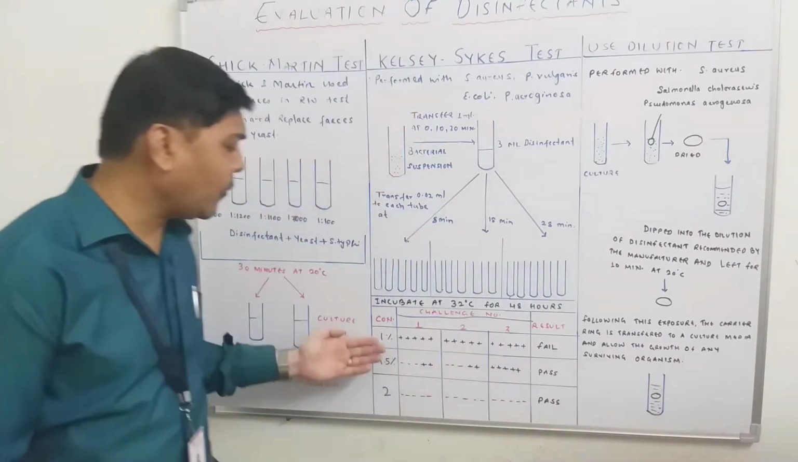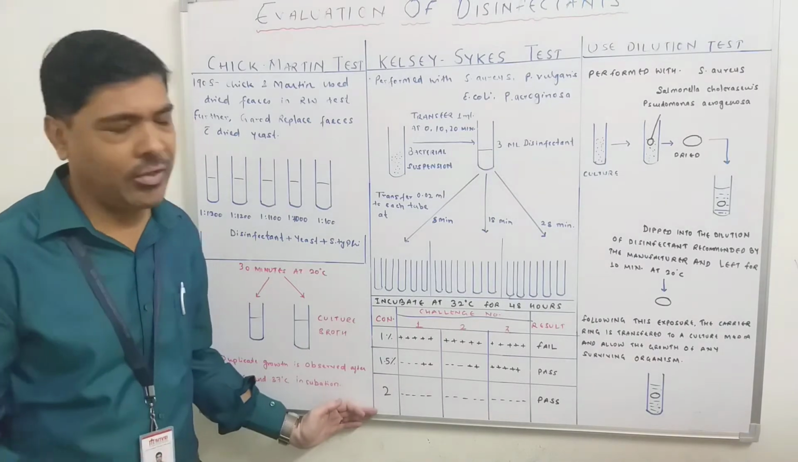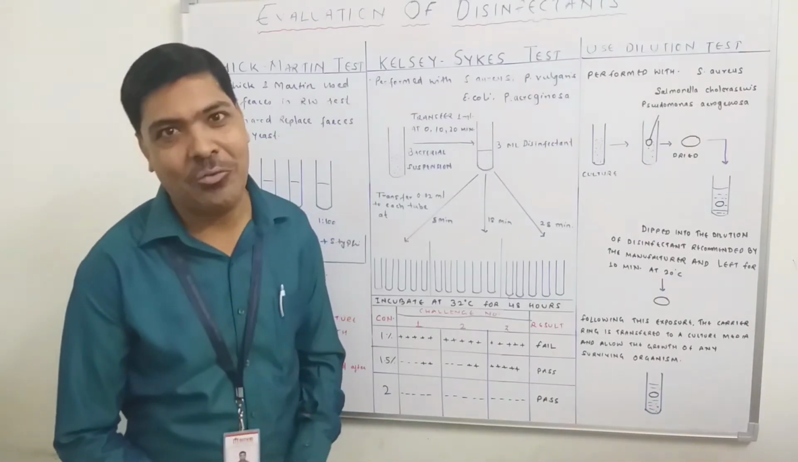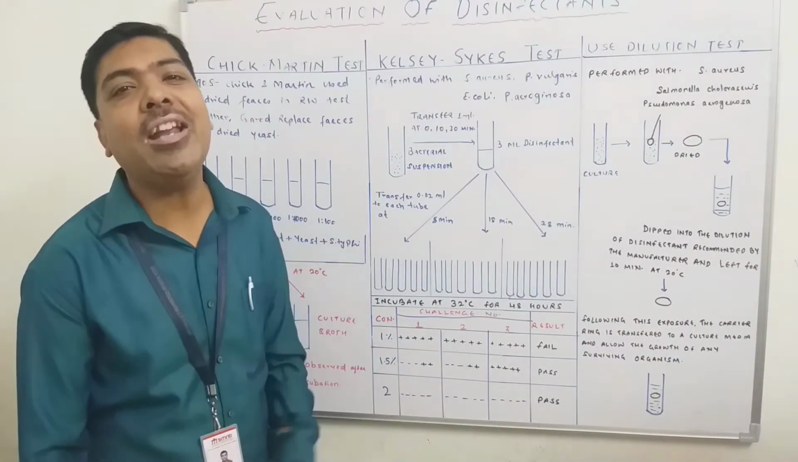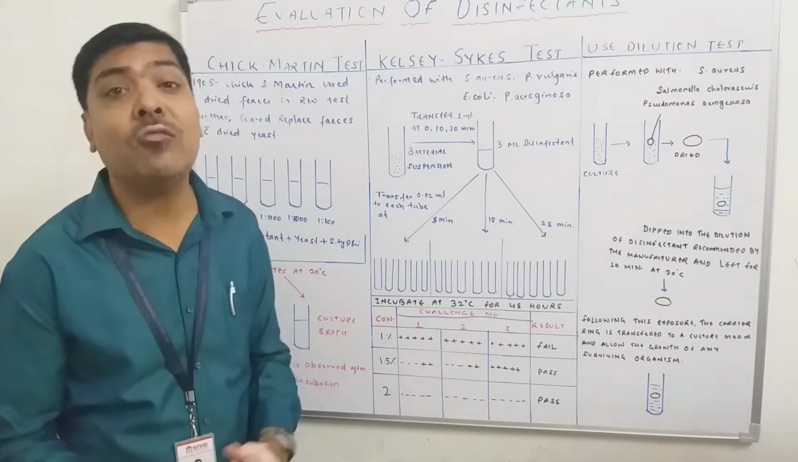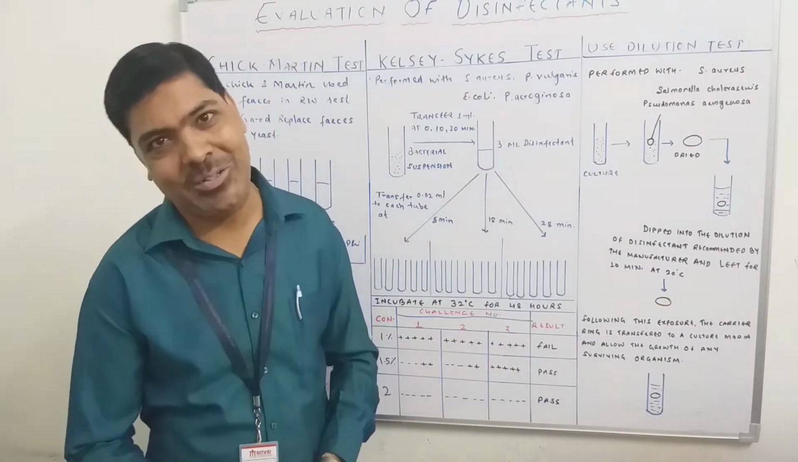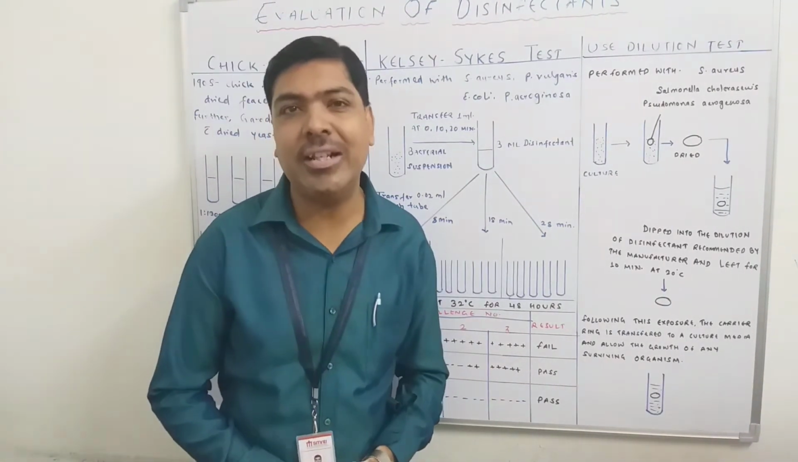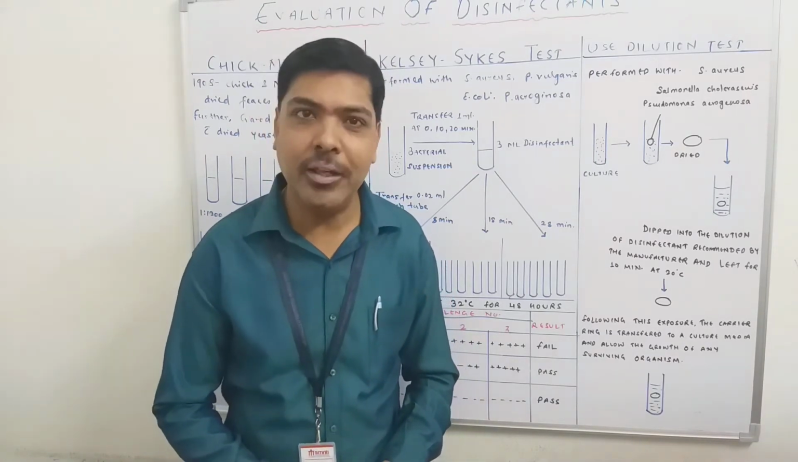Okay, so a similar observation has to be done for 1.5% concentration and for 2% concentration. When more minuses are available, then we can say that it passes the test, and if more pluses are available, then we can say that it fails the test. So this test is actually called the capacity test, or it is also called the Kelsey Sykes test or KS test. Okay, clear?